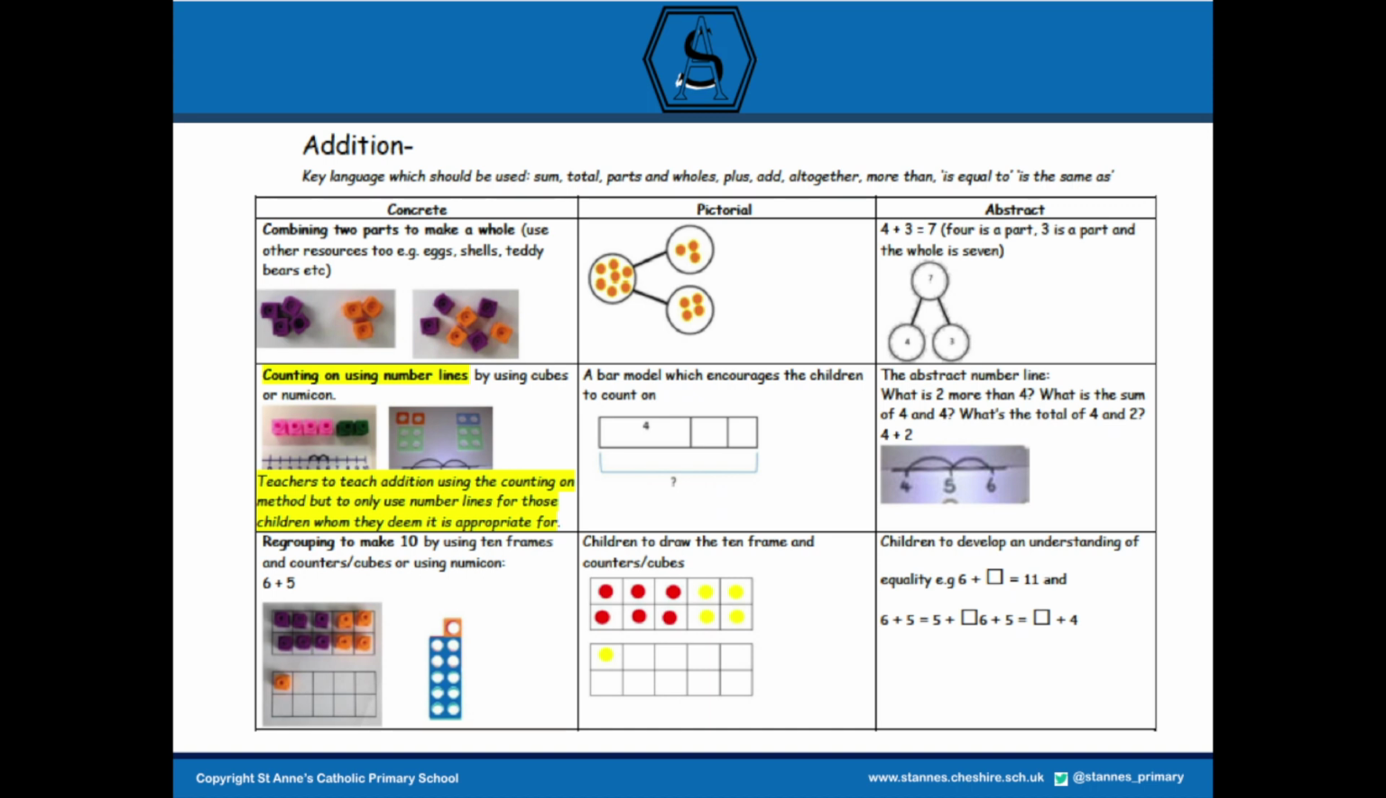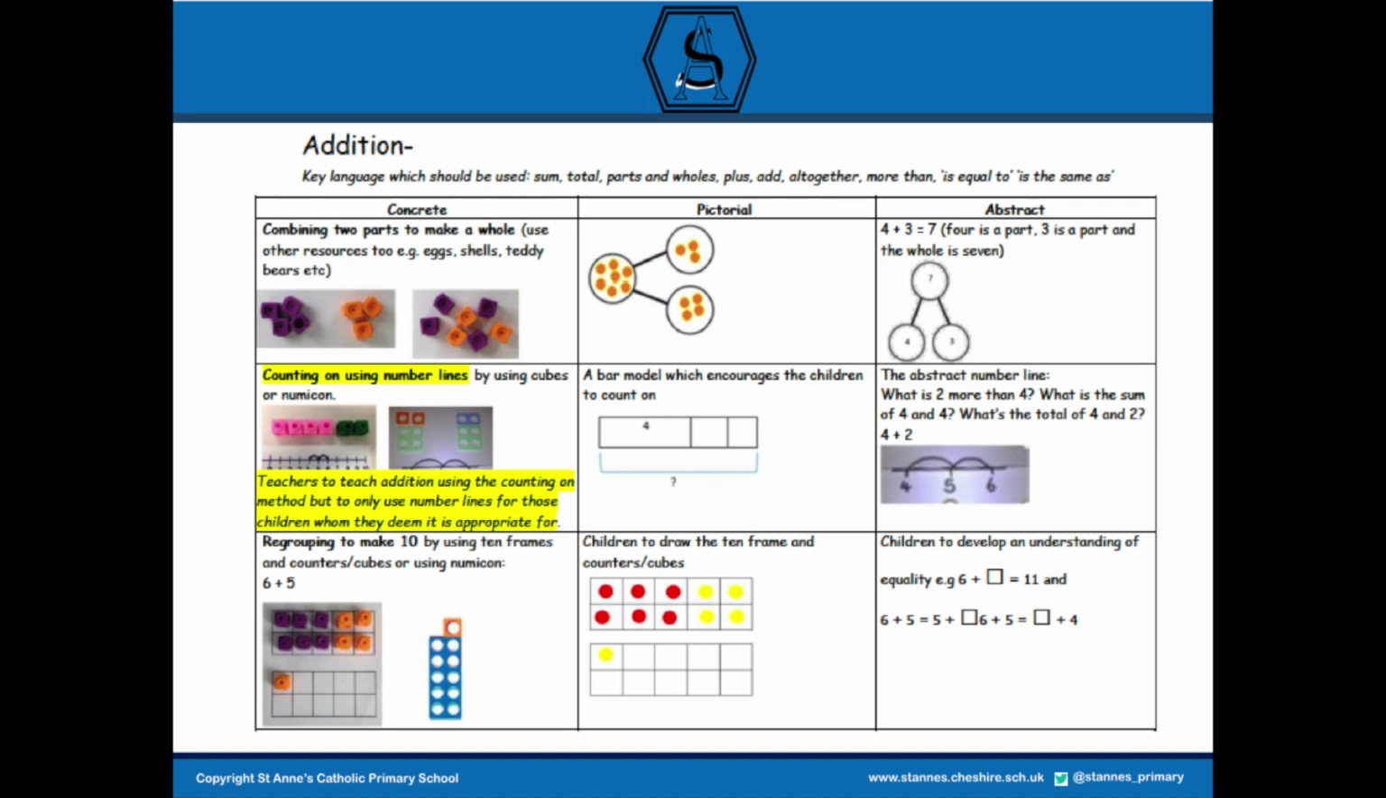So here we've got the number line 0 to 10 and the multilink above it, and it shows you 4 plus 2, and you start on 4 and you jump on 2 on the number line. This then translates onto the pictorial model in the bar model, and this shows you 4 on the bar model and 2 more. And then onto the abstract number line, which is just a section of the number line, 4 jumping on 2.